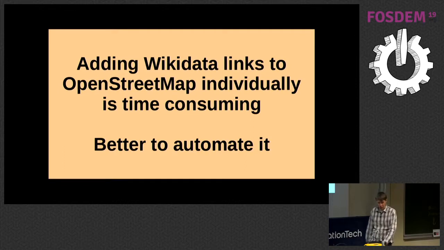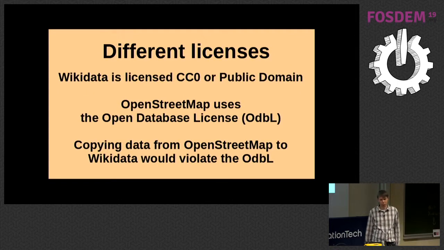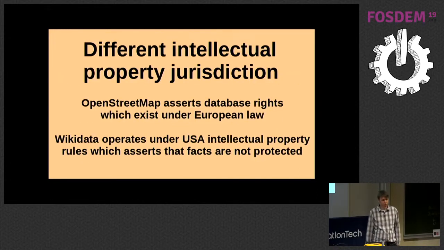But there's also some difficulties trying to link the two systems. Like the licenses are different. Wikidata is CC0, which is like public domain, whereas OpenStreetMap uses its own license, the Open Database License. And so you can't copy any data from OpenStreetMap into Wikidata because of the difference in licensing. But it even gets worse than that. They use different intellectual property jurisdictions. OpenStreetMap asserts database rights under European law, and the Wikimedia Foundation is keener on US intellectual property law, which says that things like coordinates are facts and they're not protected by intellectual property.